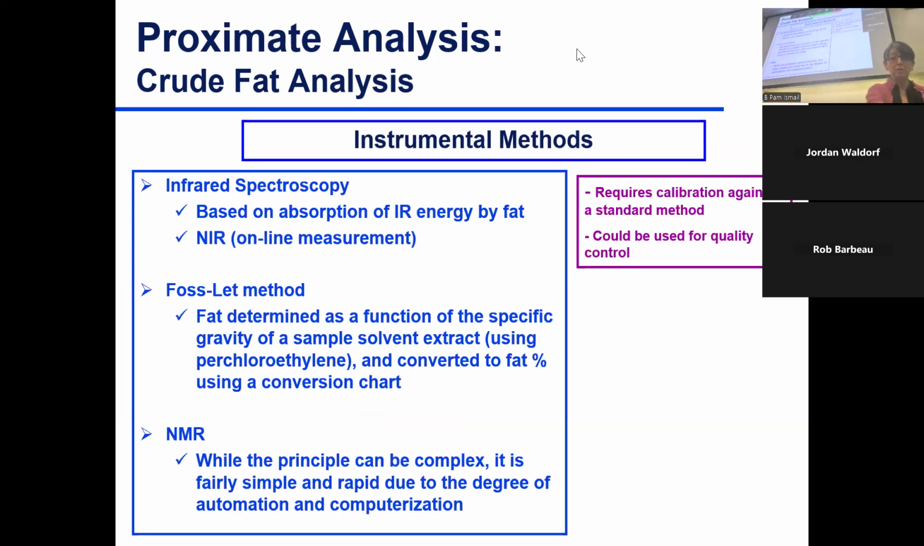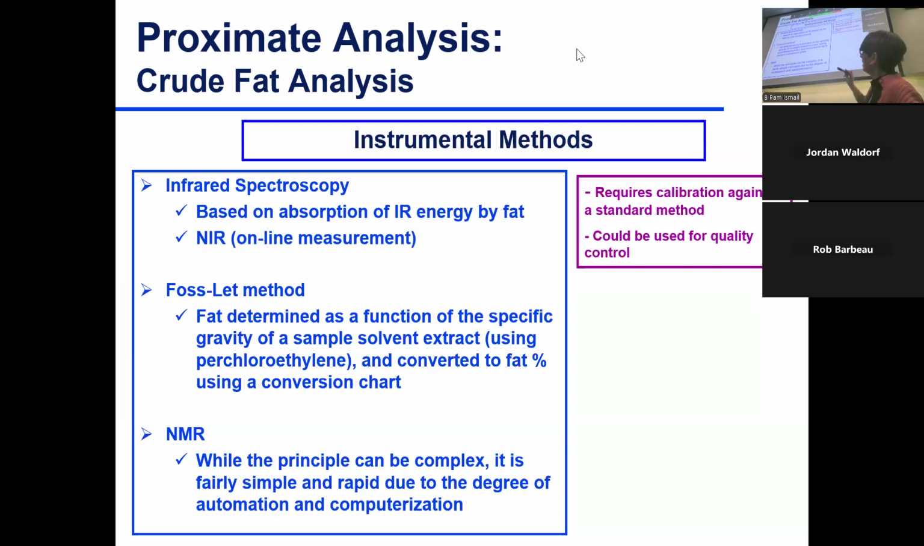Okay, so instrumental methods. So infrared, we talked about IR. The only thing in IR for fat analysis, depending on the sample, you can use mid IR or near IR, but you just need to calibrate. You would calibrate your IR instrument using either Mojonnier results or Soxhlet results. And then you can measure your fat content online as quality assessment.